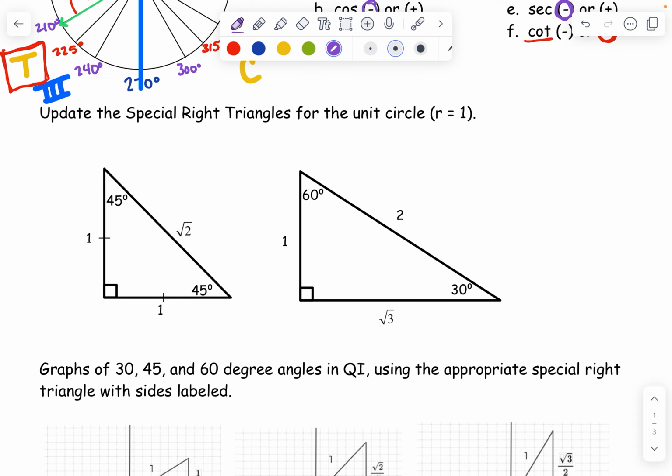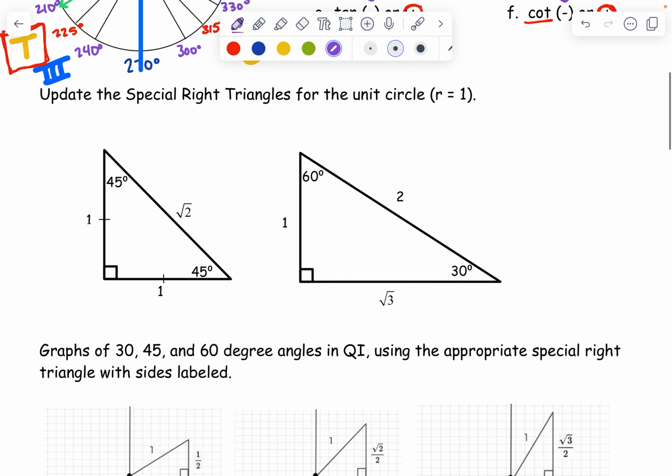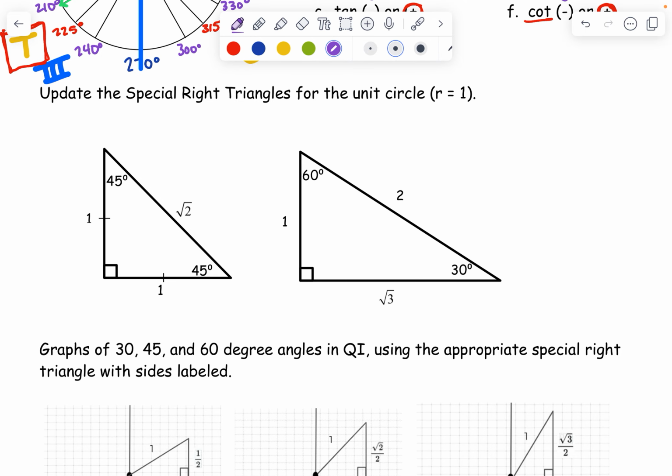Now, we also have our special right triangles, 45, 45, 90, and a 30, 60, 90. It says to update these for the unit circle. If you remember, the unit circle is based upon a circle with a radius of 1. So the radius is locked at 1. It's not going to change. It's going to be 1 all the time, as long as we're dealing with the unit circle.